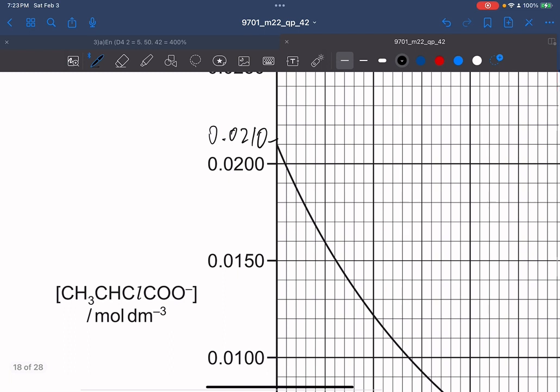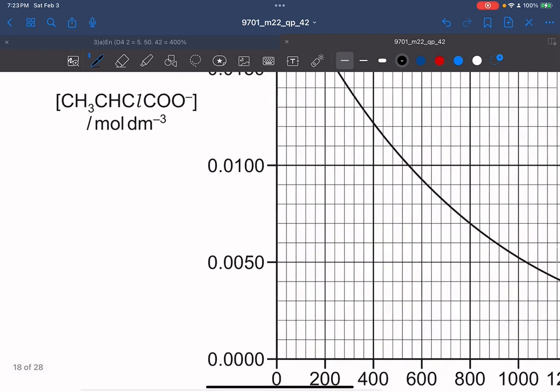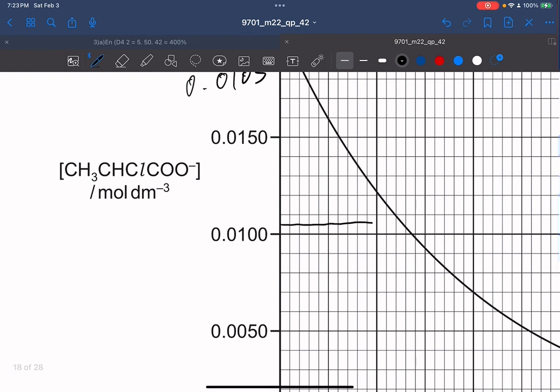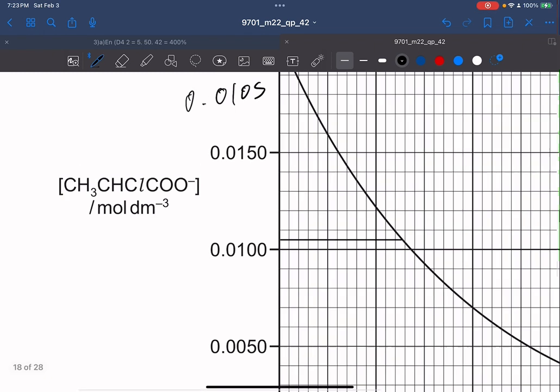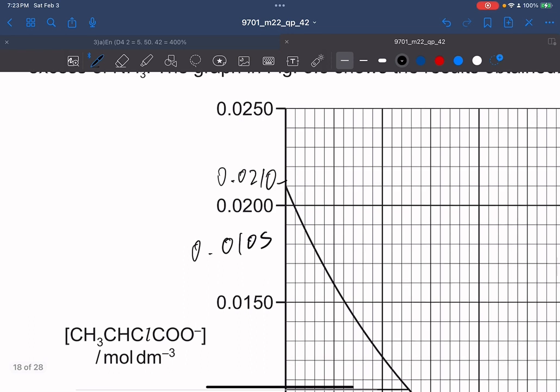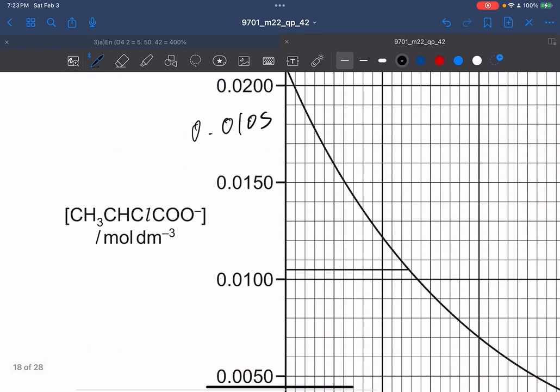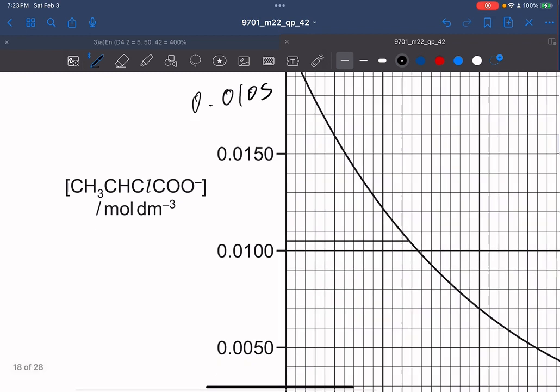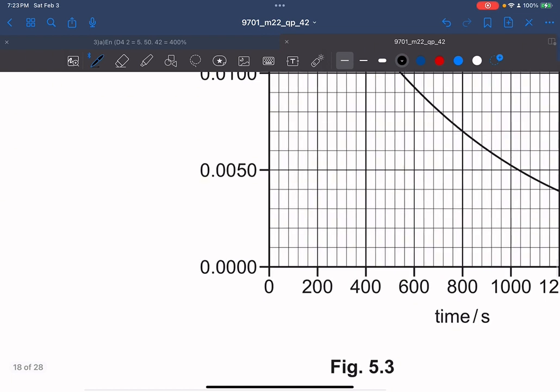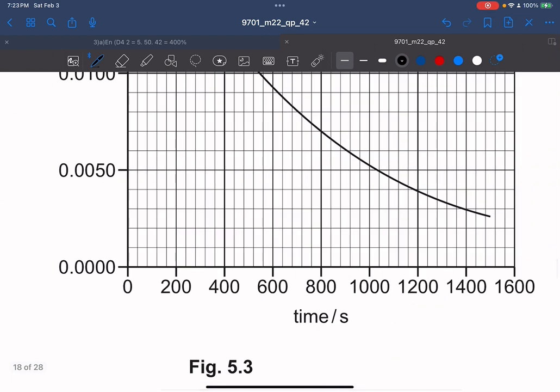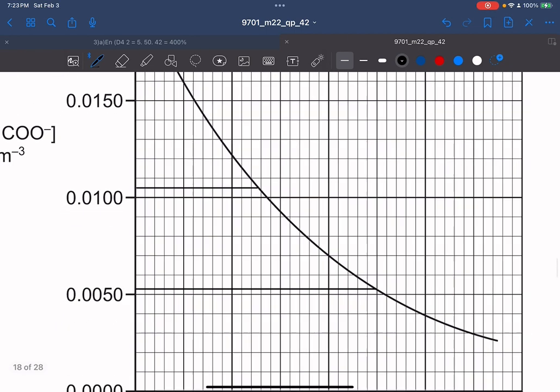So this is 0.0210. We have to find half of that, so that's going to be 0.0105. 0.0105 is going to be around here. And then we have to find the half-life of that again. So 0.0105 divided by 2, that's going to be like 0.00525. It's going to be a bit hard to demonstrate, but somewhere around here, I guess, would be good. About there, 1000.